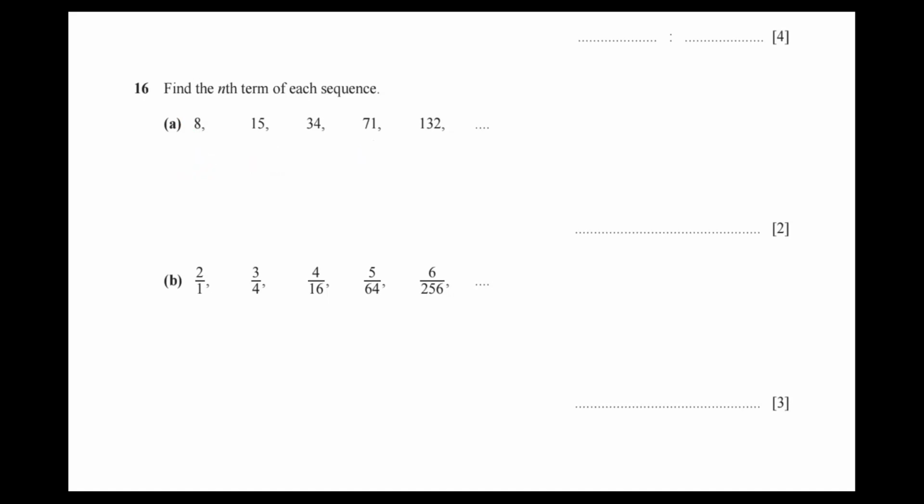Same technique I will try with the cube numbers. 1 cube plus 7, because 1 cube is 1, plus 7 gives you 8. Now 2 cube plus 7, 3 cube plus 7, 4 cube plus 7, and 5 cube plus 7. Let's see, this becomes 8, it matches. 2 cube is 8, 8 plus 7 becomes 15. 3 cube is 27, 27 plus 7 is 34, so it matches. So I get 1 cube plus 7, 2 cube plus 7, 3 cube plus 7, 4 cube plus 7, so n cube plus 7. This is my nth term.